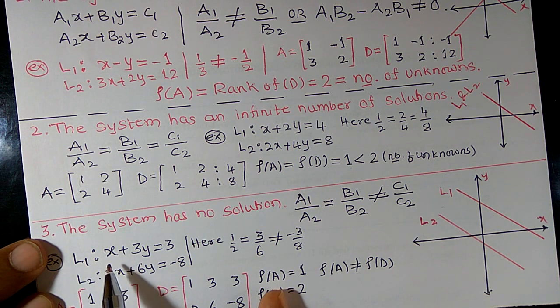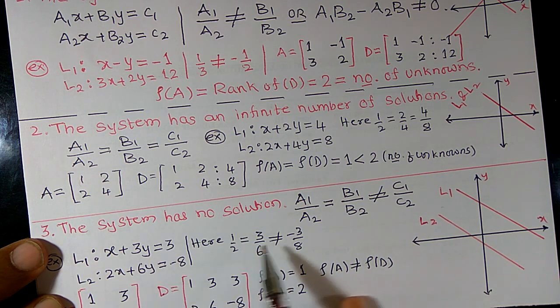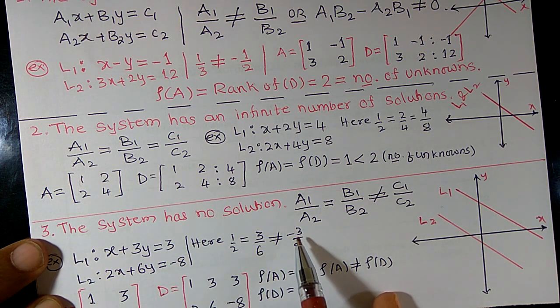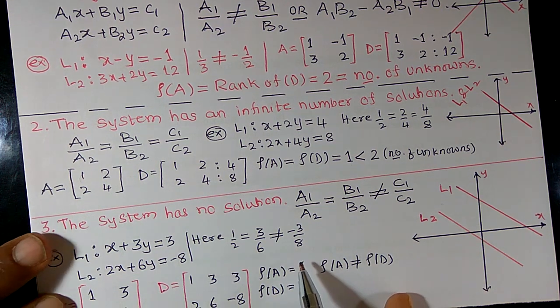For example, x plus 3y is equal to 3, 2x plus 6y is equal to minus 8. Verify this condition. Coefficient of x is 1, coefficient of x in the second equation is 2. That is equal to the ratio of coefficients of y, 3 and 6 in the second equation. Right hand side 3 by minus 8. That's clear. So it is true. So therefore the system has no solution.